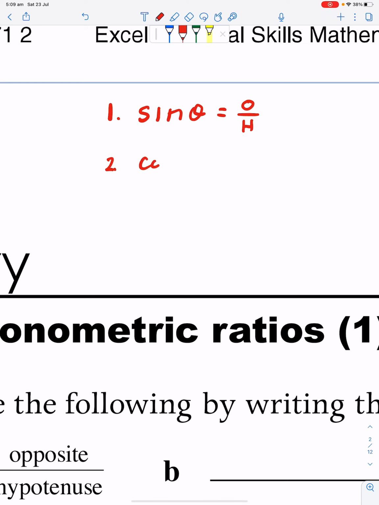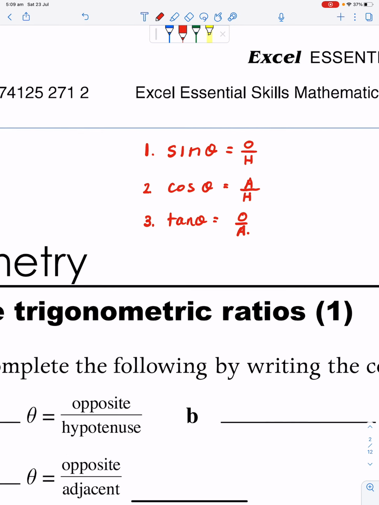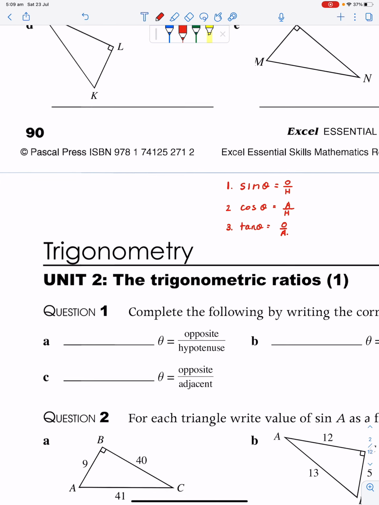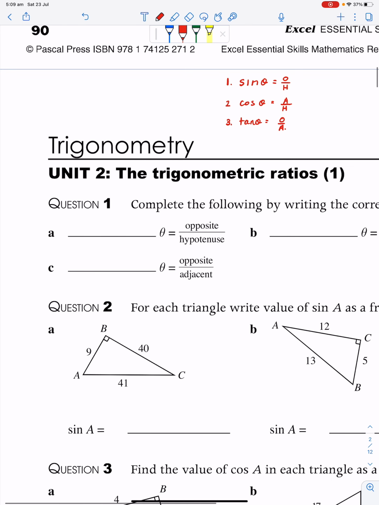We know that cos of any angle is always equal to the adjacent side over the hypotenuse. And we know tan of any angle is always equal to the opposite side over the adjacent side. Okay? You must remember those off by heart to do the rest of this chapter. So I'm going to make that a little bit smaller now, and we're just going to come over here and have a look.